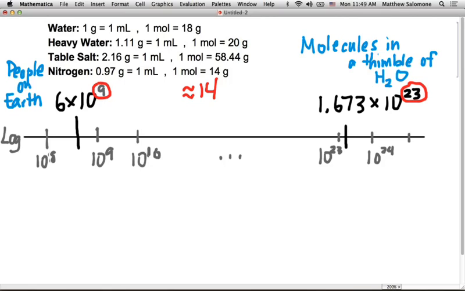Okay. So I did the log of 1.673 times 10 to the 23rd. And what'd you get for that number, by the way? So in other words, this group is taking logs first instead of dividing first. And that was 23.2234. Okay. And then I took the log of 6 times 10 to the 9th and got 9.7782. Okay. And subtract those two numbers to get 13.445. Okay.